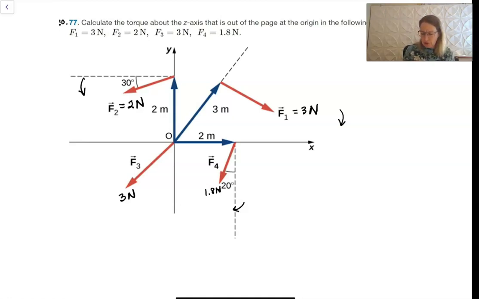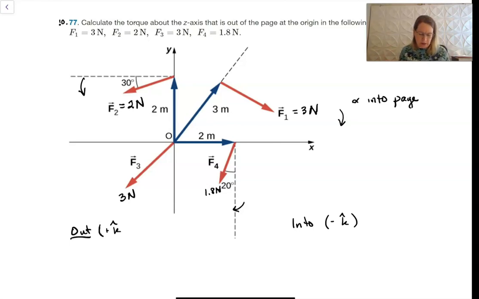If we take a rotation in this direction, using our right-hand rule, that would be an omega and an alpha into the page, and F2 would be out of the page, okay? So we're going to keep track of those, the into and out of the page. Into would be in the minus k hat direction, and out would be in the plus k hat direction. You can check by doing the cross products that this is still the case.